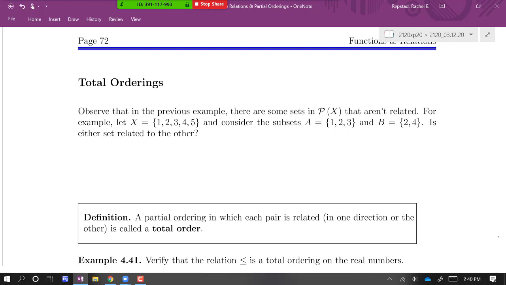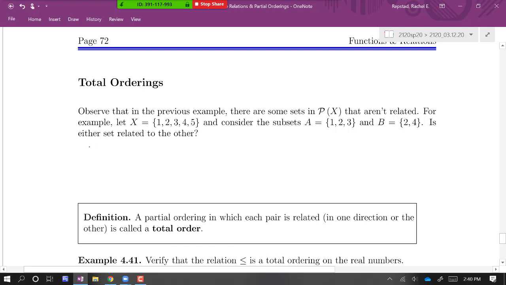Let's suppose our set X consists of the integers 1 through 5, and the set A is {1, 2, 3}, and the set B is {2, 4}. Is either set related to the other? For that last relation, what we're asking is, is either set a subset of the other? Is B a subset of A? No, it's not. They're both subsets of X, right? That's what makes them candidates. They're in the power set of X.